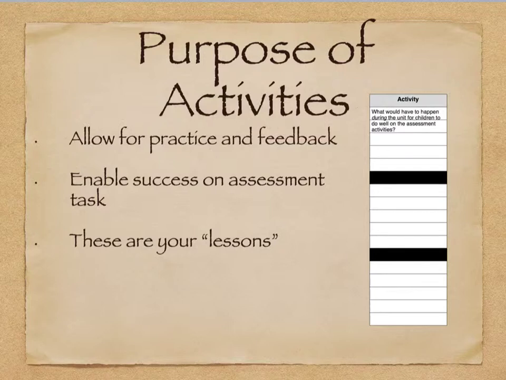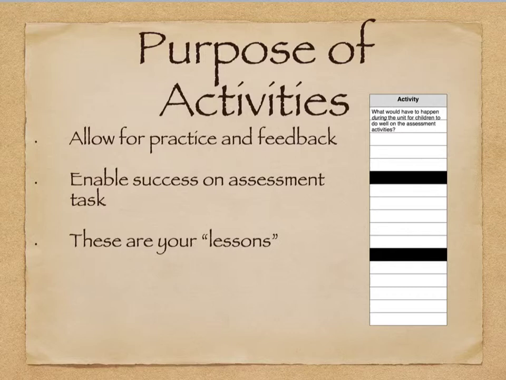The third column in your chart is for activities. What would have to happen during the unit for students to do well on the assessment? In each of these areas, you will list for each objective 5 activities that could possibly teach this. And again, it's to allow for practice and feedback. It's your route. It enables success, and these are your lessons.